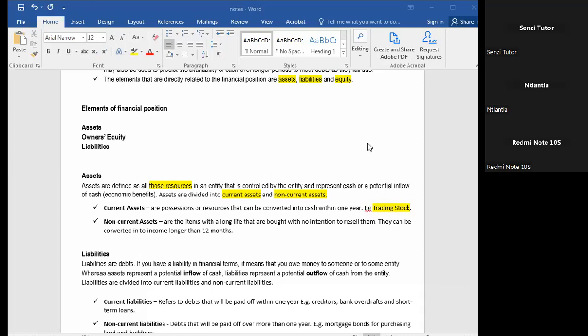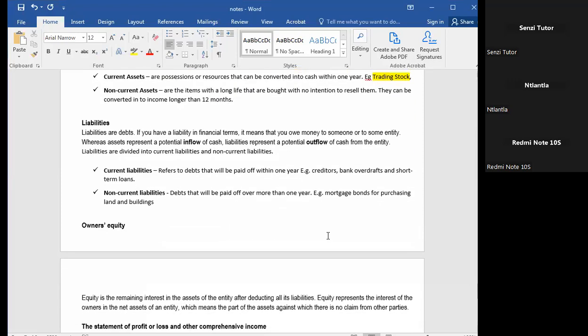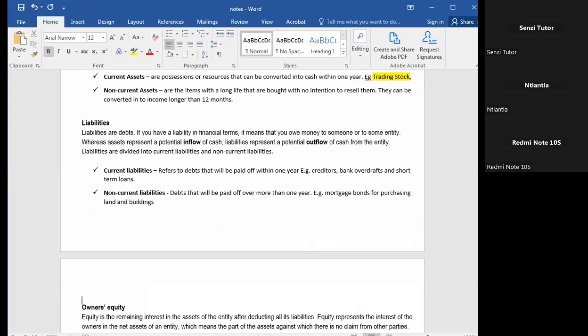All right, now let's look at liabilities, guys. I'm happy because now you know about assets. Now let's learn about liabilities. Without liabilities, guys, we can't survive. You can't run your business because you need money from outsiders. You need to borrow a loan in order to operate your business. So we all need liabilities. Liabilities are debts.